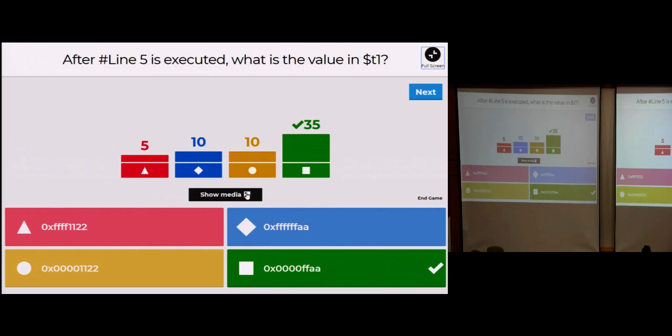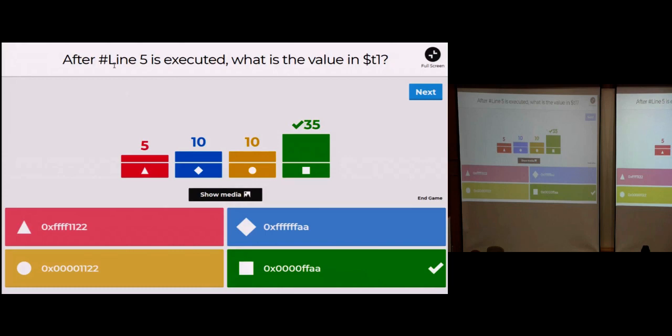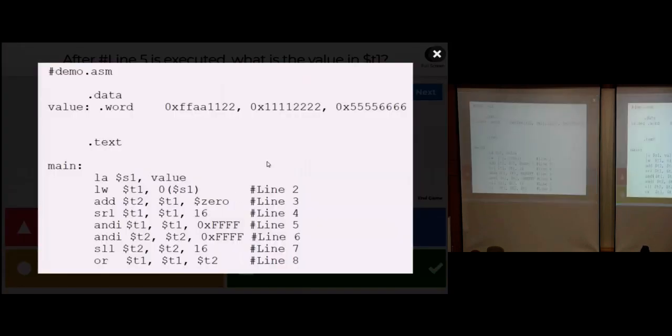Okay, so about slightly more than half. So what was the question? The question asked, after line 5 is executed, what is the value in T1? So line 5 is here. What are we doing? We are loading FFAA1122 inside T1 register, and we are adding it with 0, putting it back into T2, correct? So eventually we are just copying T1 to T2.